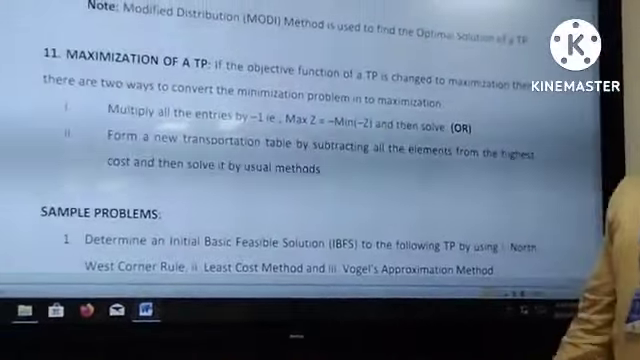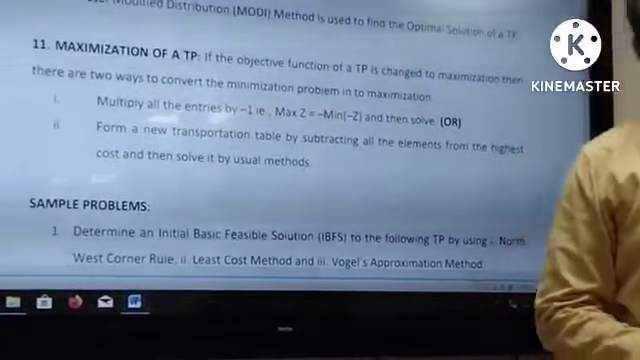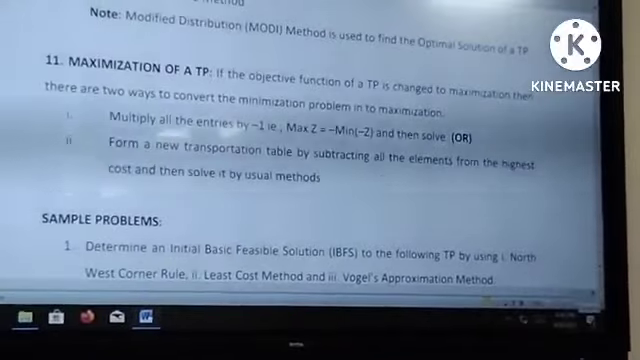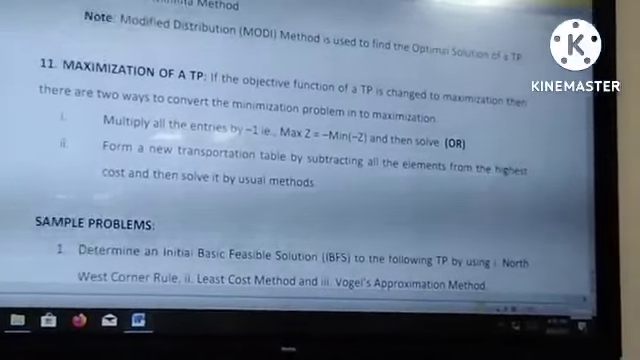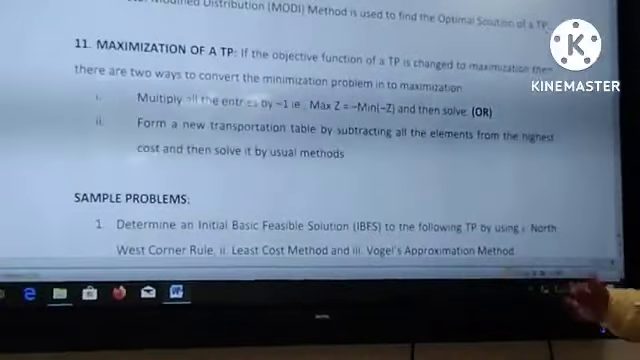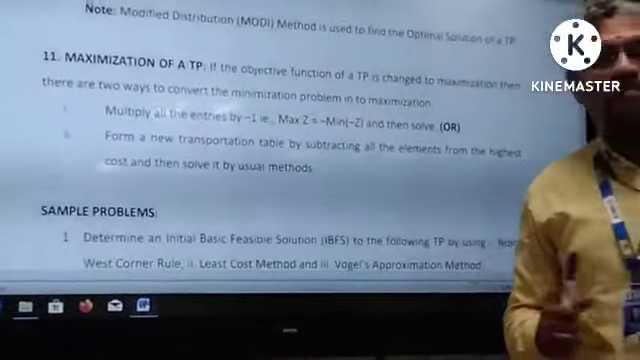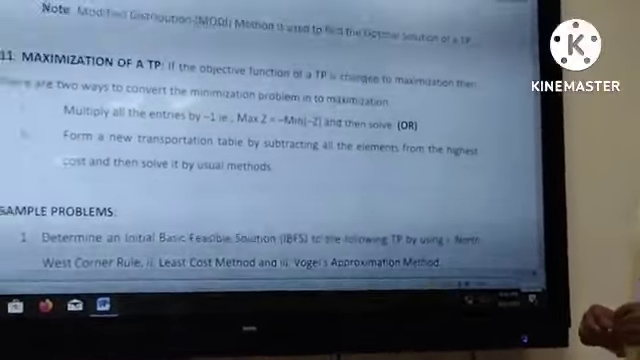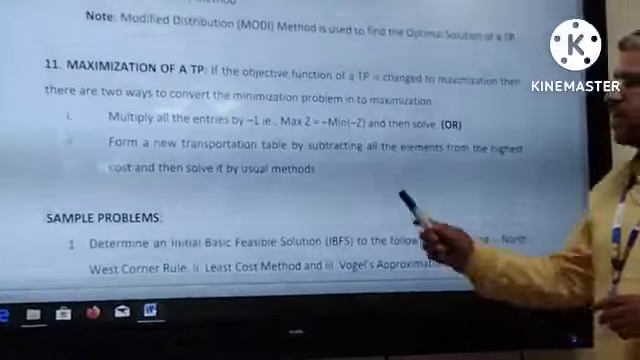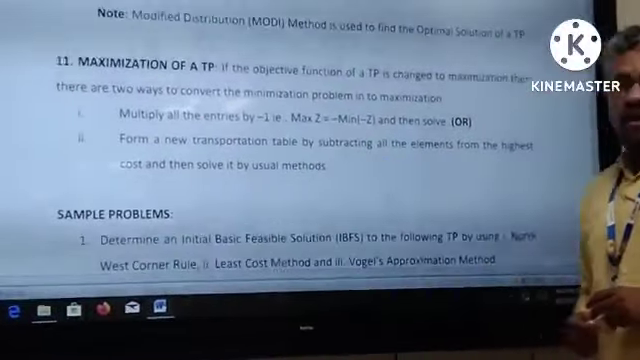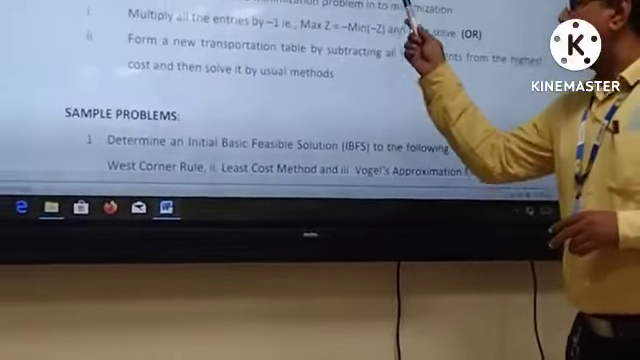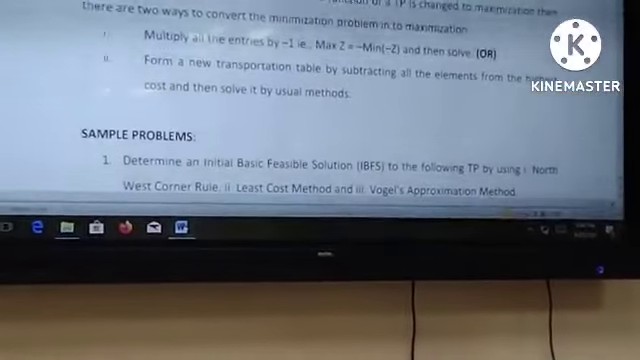Then maximization of a TP. We can also maximize the problem. Usually a transportation problem will always give you the minimized result, but you can also maximize the problem. Suppose they are giving different values in the problem, like sales or profit from one place to the other, then you will have to maximize those things. Therefore, maximization can also be done in the transportation problem.